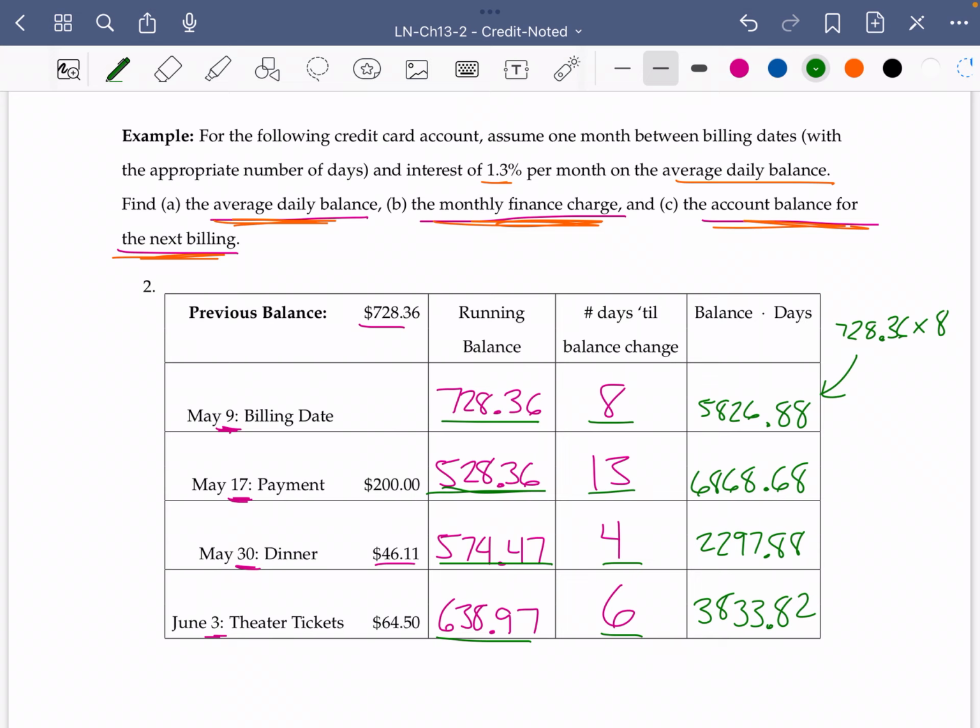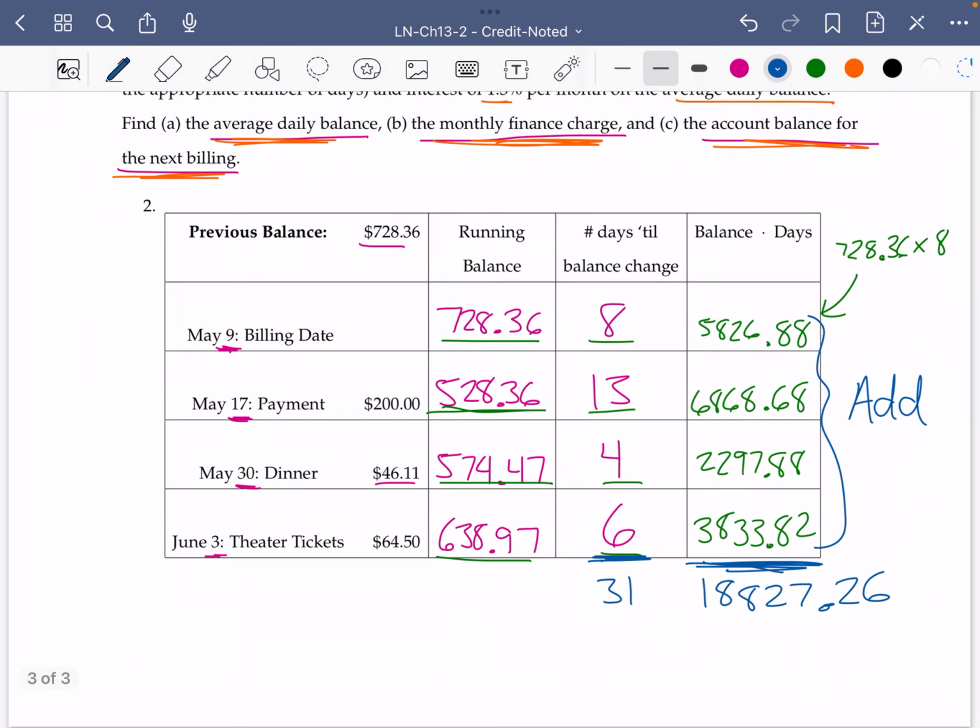$3,833.82. Once we have done that, what we want to do is we are going to add all of these numbers together. And so when we add all of those numbers together, that total that we get is $18,827 and 26 cents. We're also going to add these numbers together. And when we add these numbers together, we get 31. And so now, with all of that done, now we can go through and we can find our answers to the 3 questions that were posed.